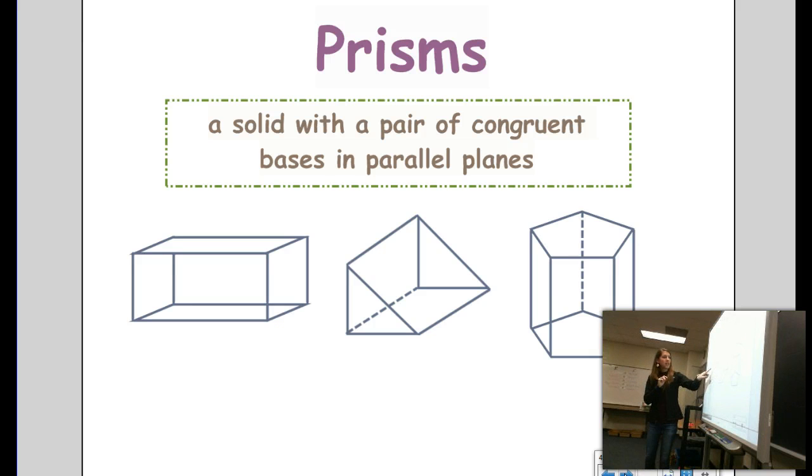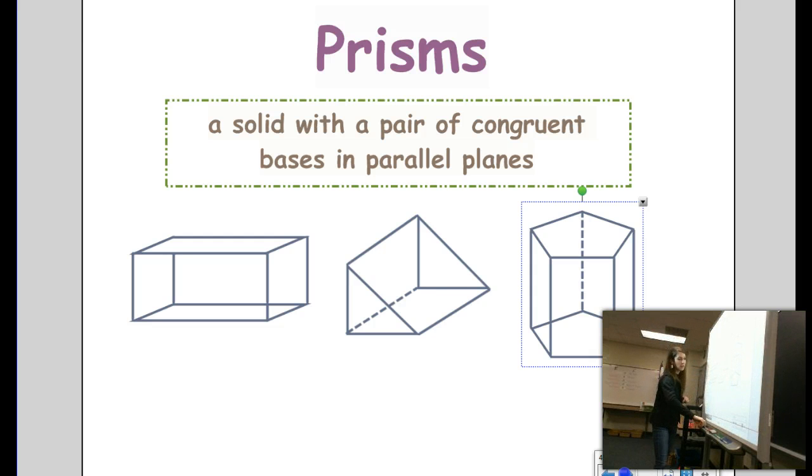So we've got our rectangular prism, triangular prism, and pentagonal prism. Congruent bases in parallel planes. How many bases does a prism have? 2 all day, every time. 2 bases. Now the lateral faces, it depends. But a prism is always going to have 2 bases, and they're going to be identical.